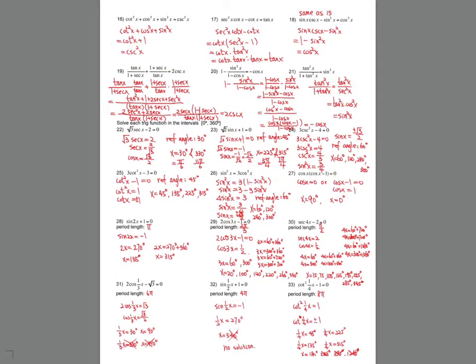Number 16, cotangent square x plus cosine square x plus sine square x equals cosecant square x. Have you recognized that cosine square x plus sine square x equals 1? And then cotangent square x plus 1, that's the third Pythagorean identity. Cotangent square x plus 1 equals cosecant square x.